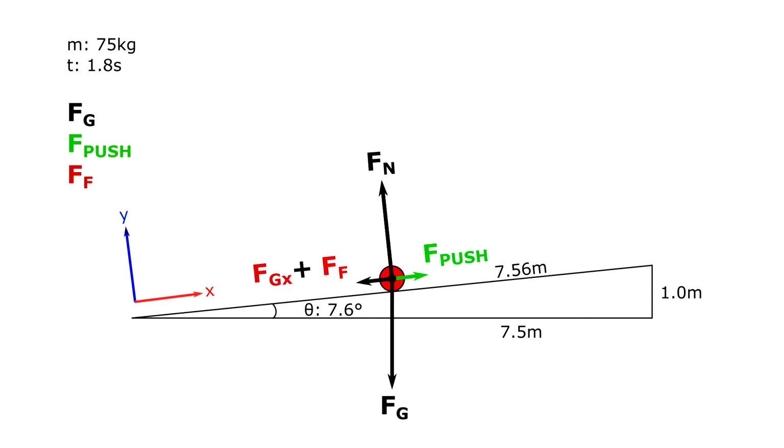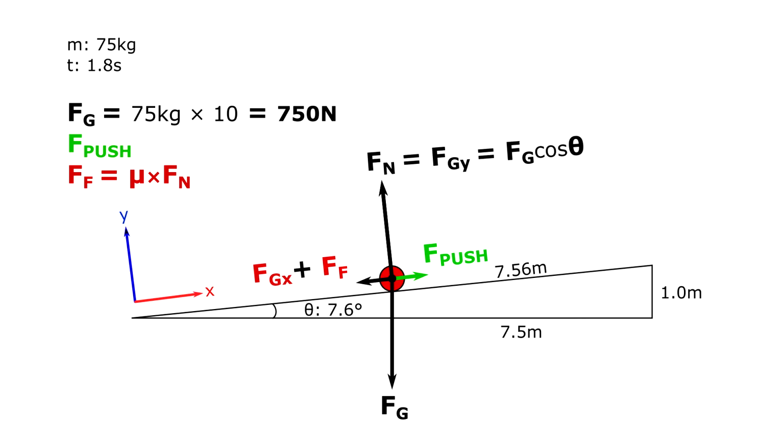The force of rolling friction is equal to the normal force, Fn, times the coefficient of rolling friction, mu. The normal force happens to be equal to the component of gravity which is perpendicular to the slope. Now we plug in the numbers. Fg is equal to g times 75 kilograms, which is 750 newtons. The normal force is equal to Fg times the cosine of theta, which is 743 newtons.